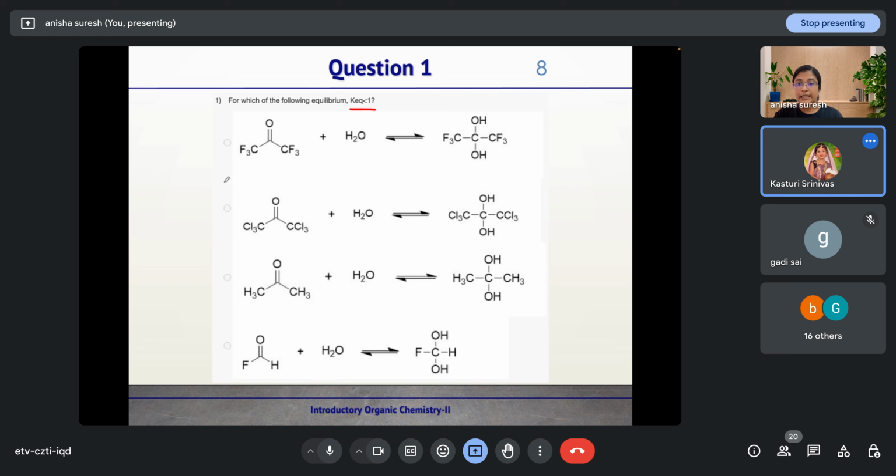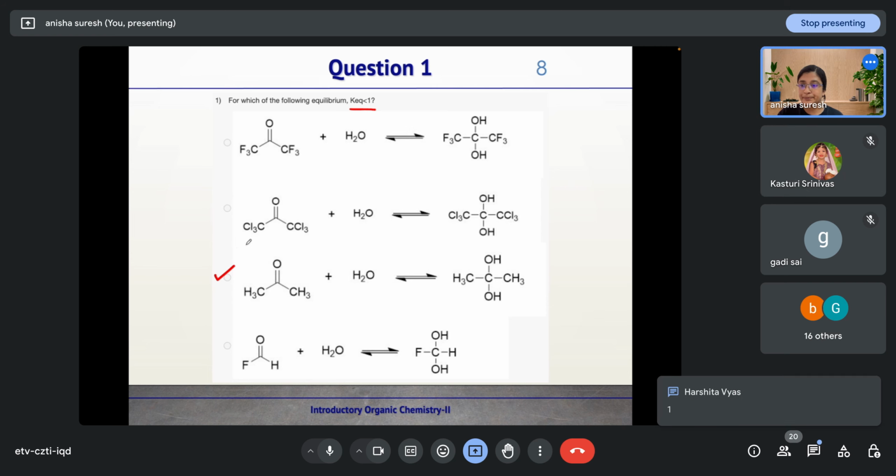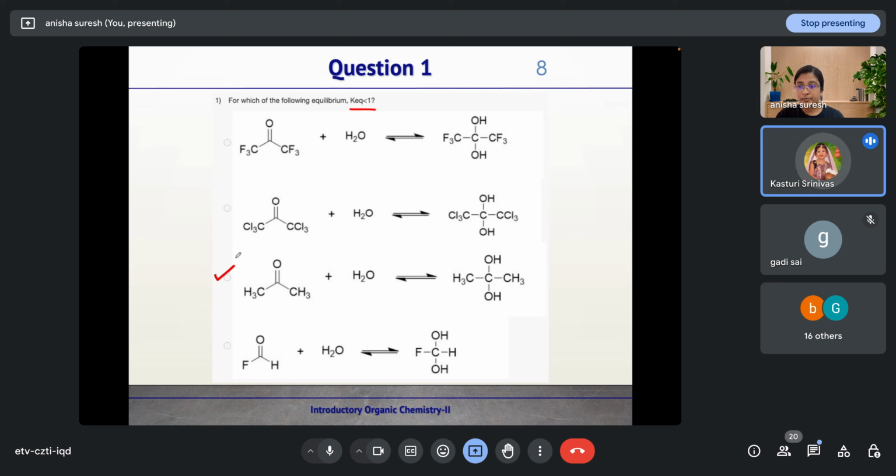Option 3 is the right answer. What could be the reason? The two CH3 groups are electron releasing groups. That's why the corresponding cation is highly stable. Since the two CH3 groups are present, it will be electron releasing in nature. So the carbonyl center will be less electrophilic, and the formation of this hydrate will not be that feasible in this case.